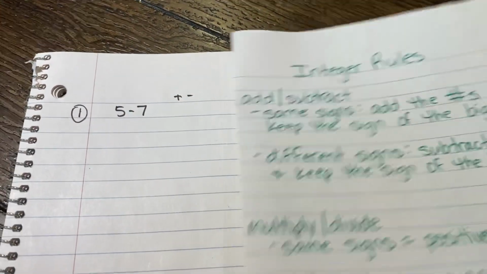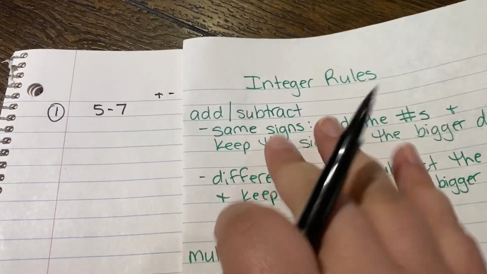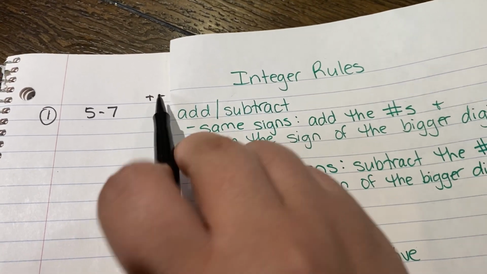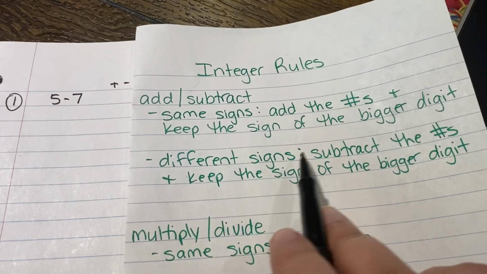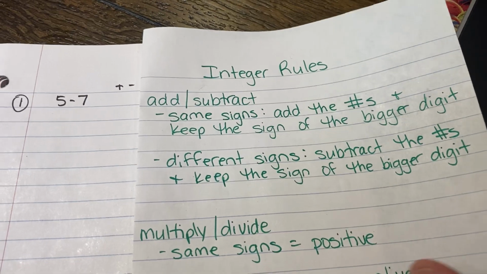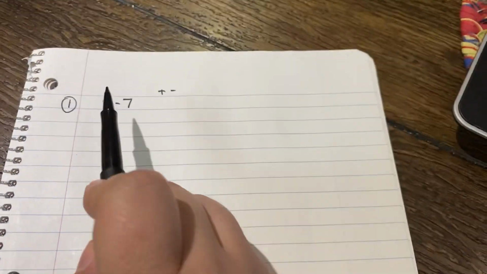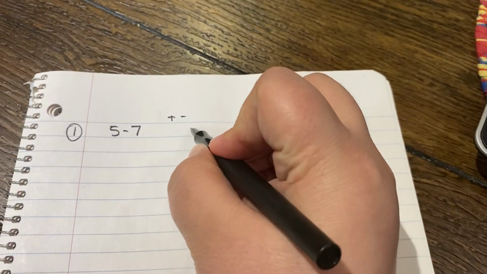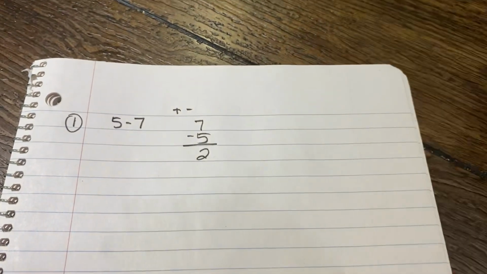So if we go back to our rules, this is a subtracting one, so we're looking at the adding and subtracting rules. These signs are different because one's positive and one's negative. So we're going to look at the different sign rule. When the signs are different, subtract the numbers and keep the sign of the bigger digit. So we're going to subtract. The rule says to subtract. Now, obviously, we can't do 5 minus 7 because that 5 is smaller. So I'm just going to put the bigger number first, 7, subtract 5, and you get 2.